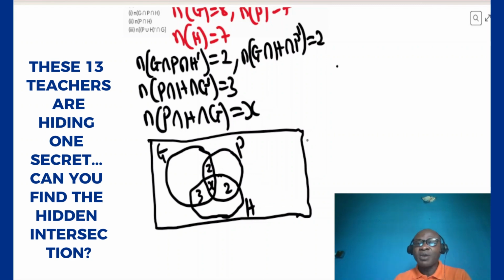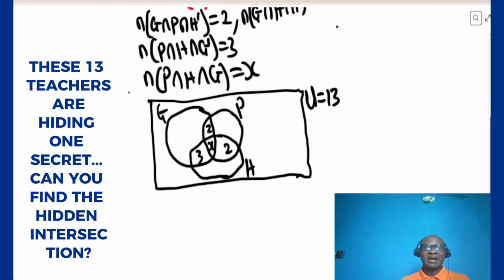Meanwhile, the universal set, the number of teachers in the whole set, they are 13 in number. Beautiful. This representation is okay. No matter how rough it is, you can understand what we mean. Moving forward, what next do we need to do? We want to find those who teach only government, so that we can fill the Venn diagram as they asked in question A.